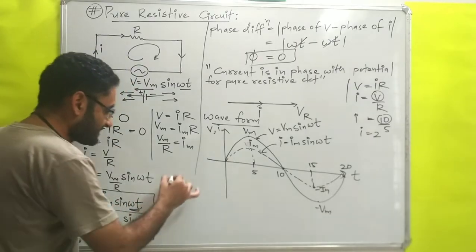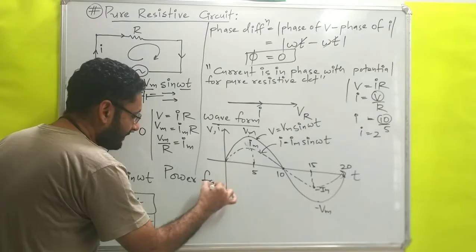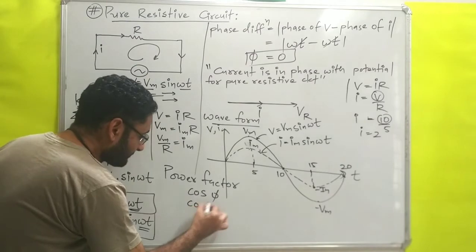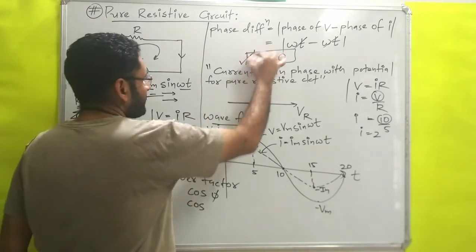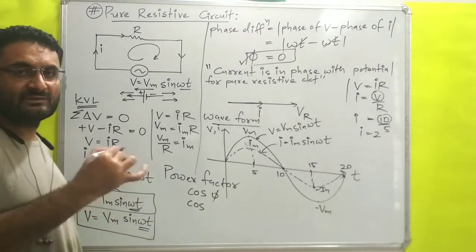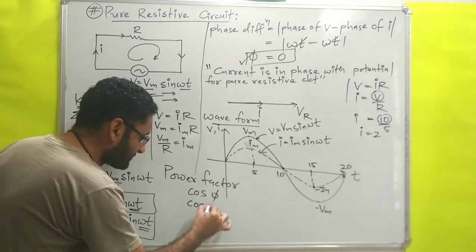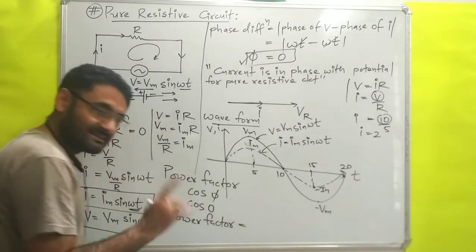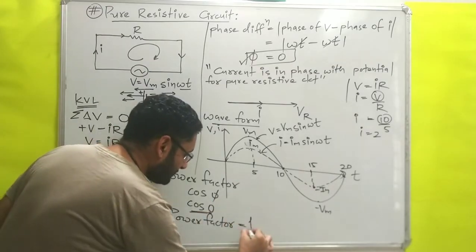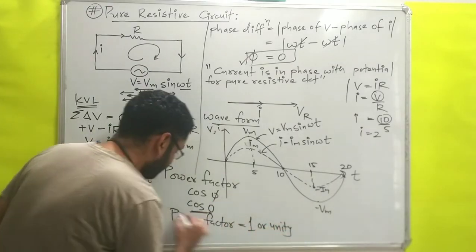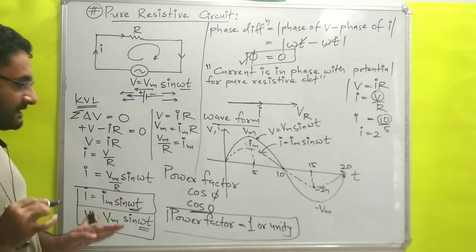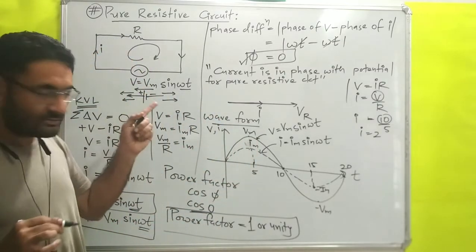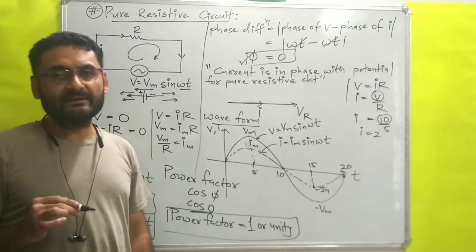Now at the end we'll discuss an important quantity, which is the power factor. You know very well that power factor is indicated by cos phi. Cos phi means the phase difference, and over here for a pure resistive circuit, current is in phase with potential, so the phase difference is zero. So we can say the power factor for a pure resistive circuit is cos 0, which is 1, or you can say unity. So the main thing you have to remember is that current is in phase with potential in the case of a pure resistive circuit, and power factor for a pure resistive circuit is unity.